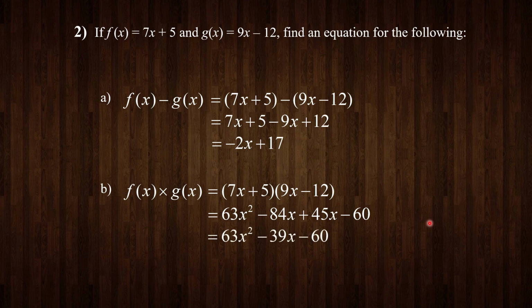Now, what type of function is this? It's a parabola, and we know that because we have an x squared term here and an x term and a constant as well. So when we multiplied these two, we ended up with a parabola. These two lines multiplied to a parabola.